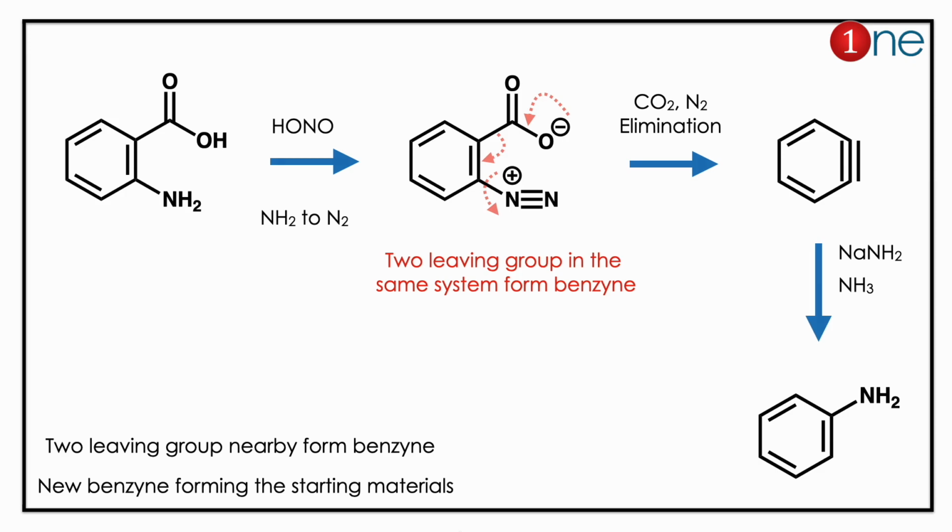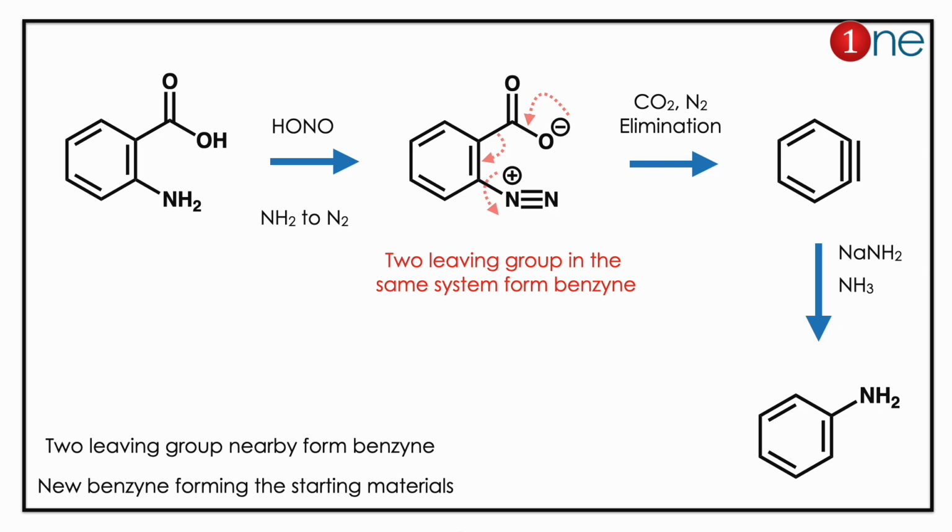Here you have acid and amine. You are using nitrous acid. It will form a diazonium salt. The diazonium salt has nitrogen, which is a very good leaving group. And you have an acid in the system. The CO2 is also a very good leaving group. So you have two very good leaving groups.